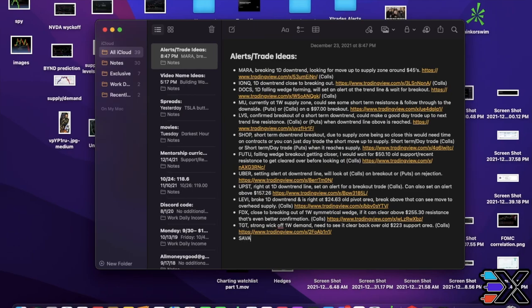So we got Sava. Got a large 1 week head and shoulders. Setting an alert on the neckline break to trade puts.